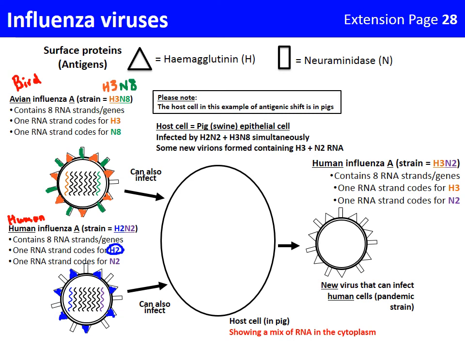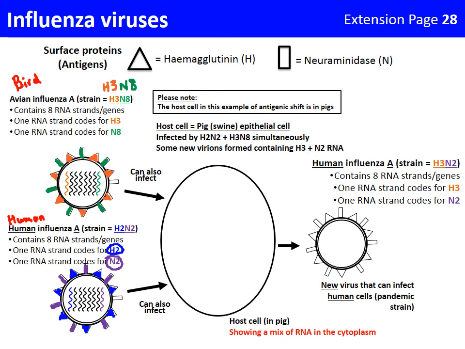Now we can also see there is an RNA, one of the 8, that codes for the N protein, but this RNA codes for the N2 capsid protein. So the purple strand of RNA, the N2 RNA, is the genetic code for the N2 protein on the surface of the capsid. So we can color code this in purple.